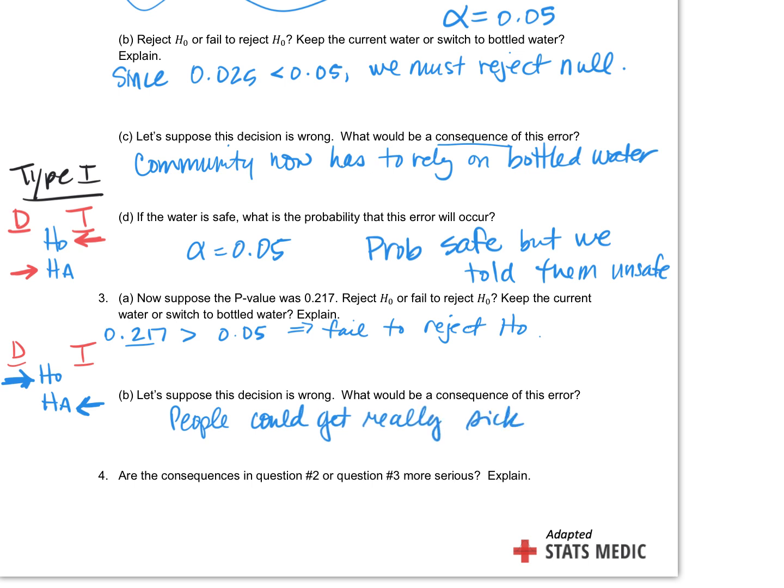People could get really sick. That's a problem. Now, think about the two consequences we said. They have to go buy a bunch of bottled water versus people get really sick. Which one's more serious? Sick, right? Yes, obviously, you know this. People getting sick is more serious. Not a hard decision to make, right? Now, what we just saw, the second type of error, is type 2.